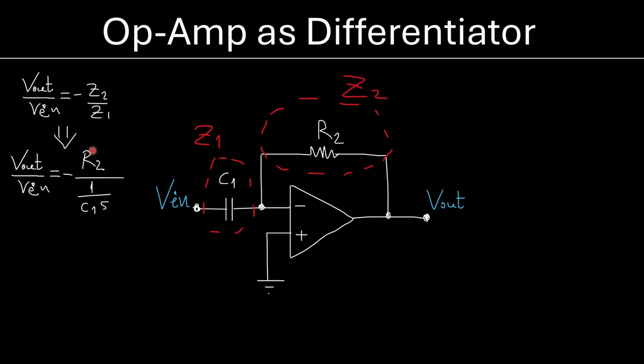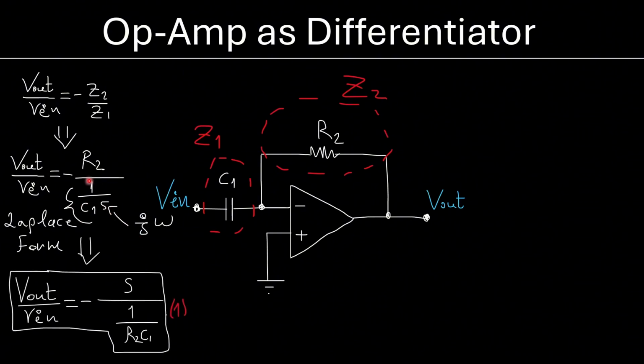Now, I replace the impedances here. S is the j omega, obviously, the speed of the input signal, and this is the Laplace form of the signal. I'll prepare a Laplace video later on. If you really wanted to, type me in the comments below. Now, V out over V in, if we do the math here, must be equal to minus S over 1 over R2 C1.